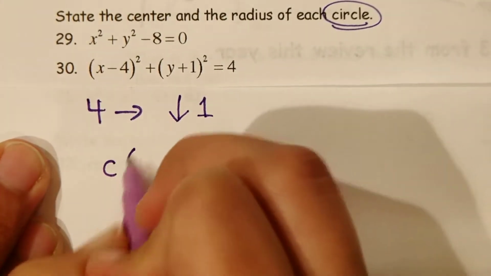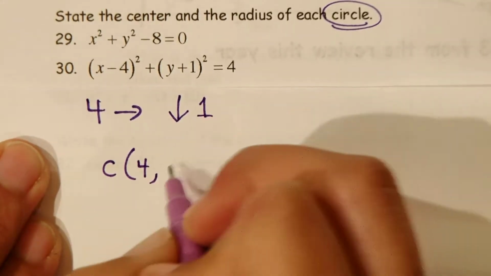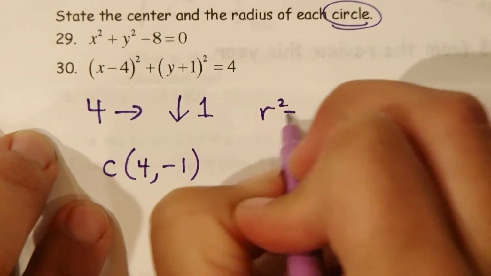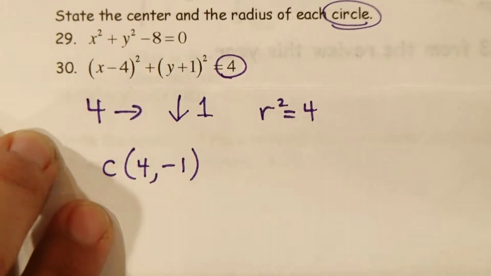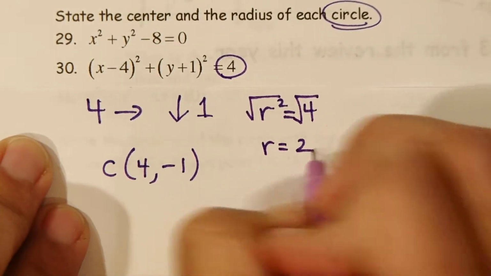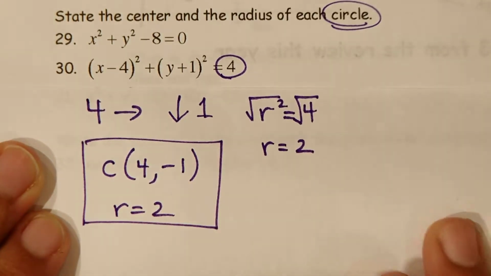So the center is now 4. It's been moved 4 to the right, so that's positive 4, down 1, so that's negative 1. R squared equals 4. Here's my radius squared. So I'm going to take the square root, r equals 2. So my radius equals 2 for number 30.